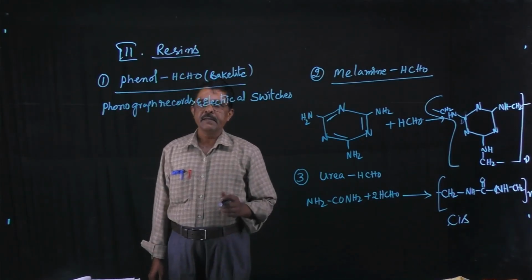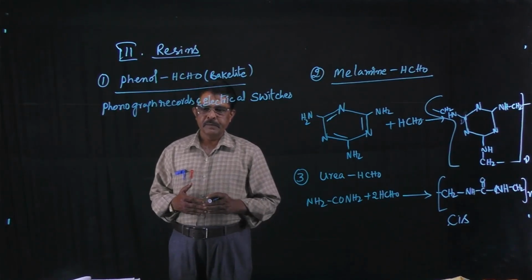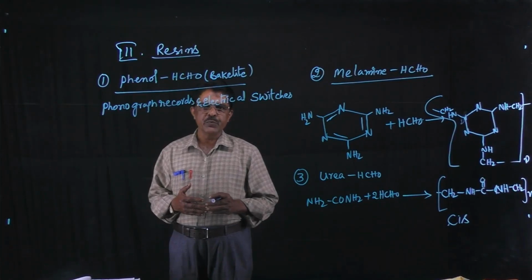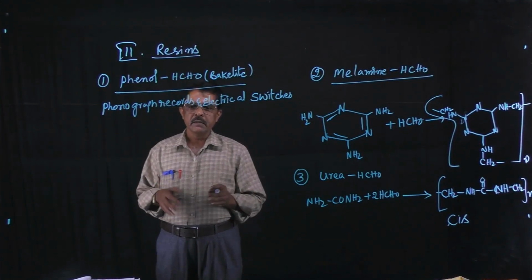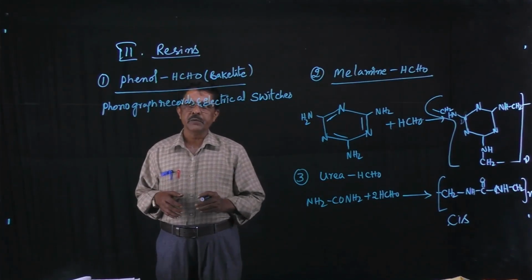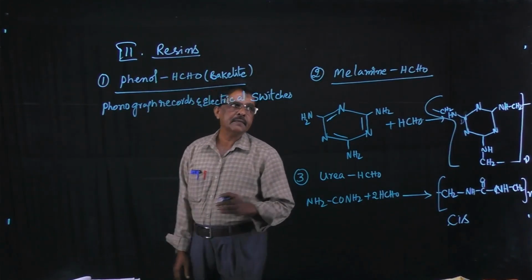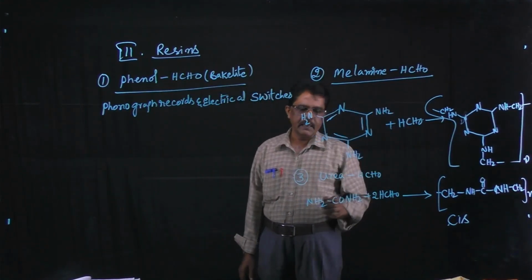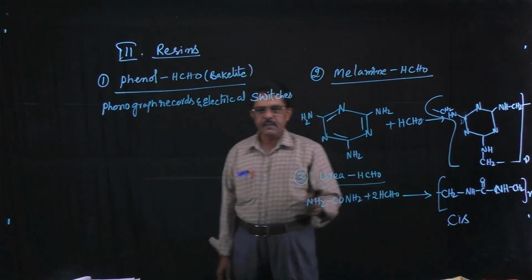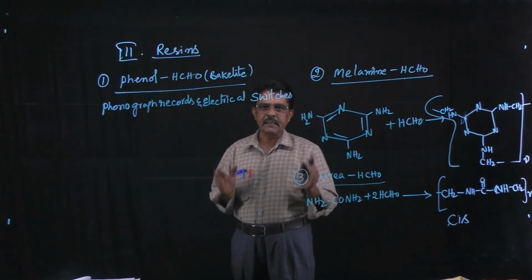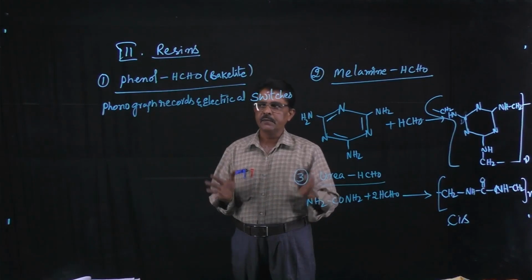Resins. Resins are giant organic molecules containing acid or base functional groups. Here we have three types of resins: phenol formaldehyde resin, melamine formaldehyde resin, and urea formaldehyde resin. Resins are giant organic molecules containing acid or basic functional groups.